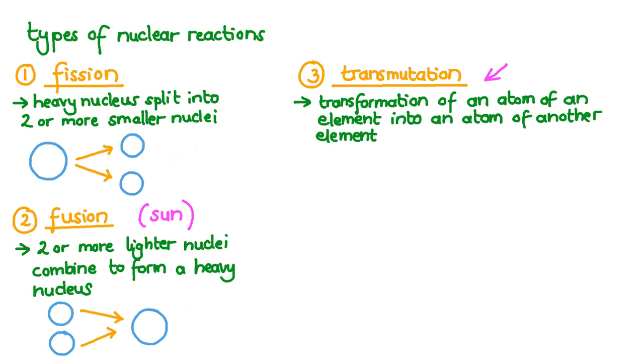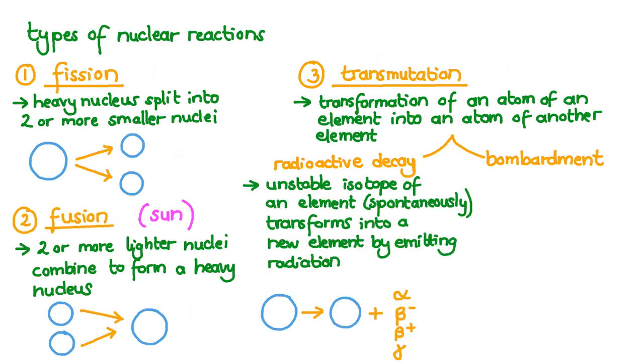Transmutation is the transformation of an atom of an element into an atom of another element. According to this definition, fission and fusion are also sometimes referred to as transmutation reactions, although sometimes, like here, they are classified as a different type. We can split transmutation into two subtypes, radioactive decay and bombardment. In radioactive decay, an unstable isotope of an element, usually spontaneously, transforms into a new element by emitting radiation.